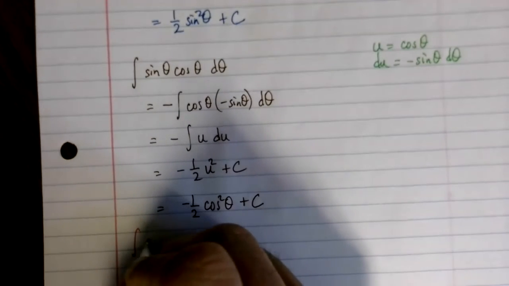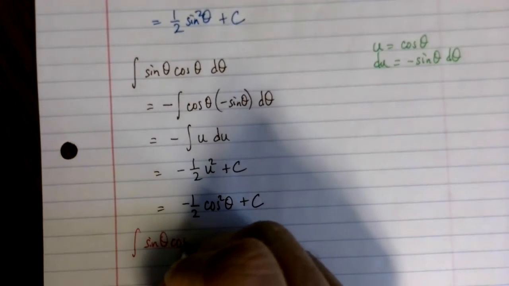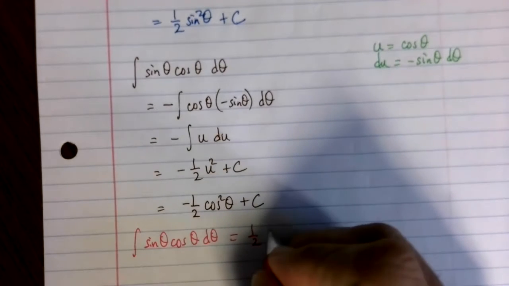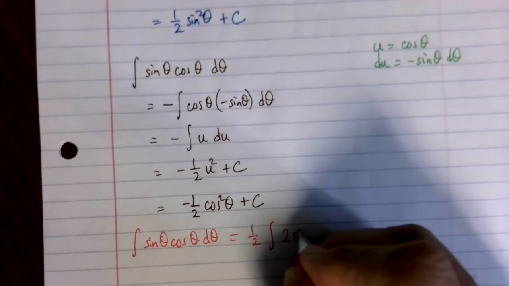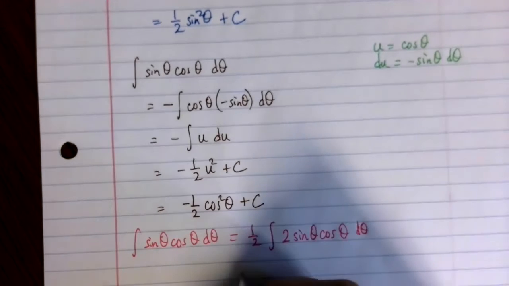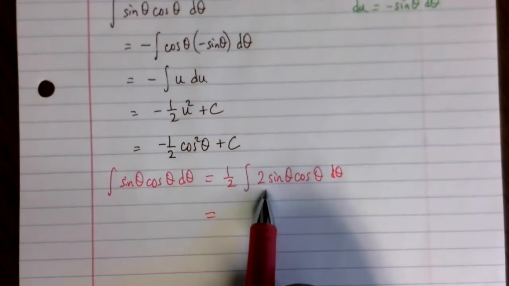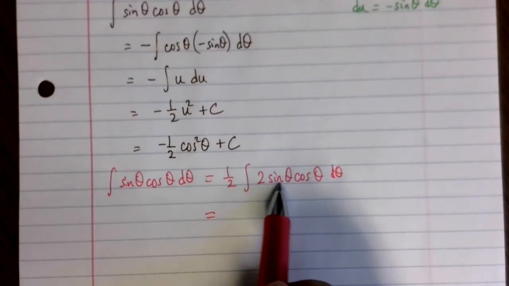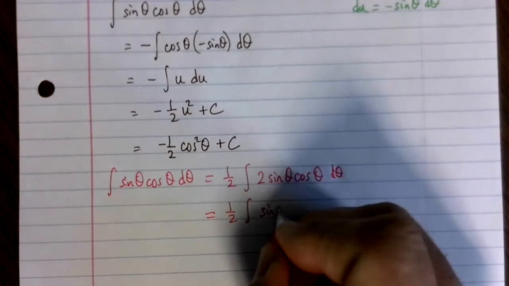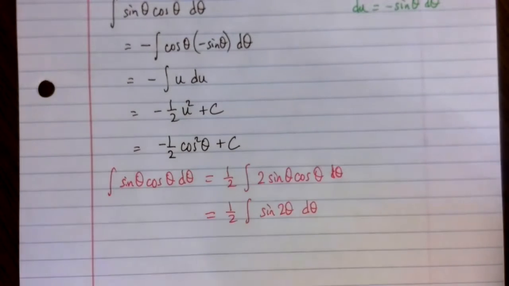All right, and if that wasn't confusing enough, there's a third way to do the problem. The integral of sine of theta cosine of theta d theta is equal to 1/2 integral of 2 times sine of theta cosine of theta d theta. And hopefully this should ring a bell from pre-calculus. 2 times sine of theta times cosine of theta is the trig identity for sine of 2 theta. That's a double angle identity for sine.